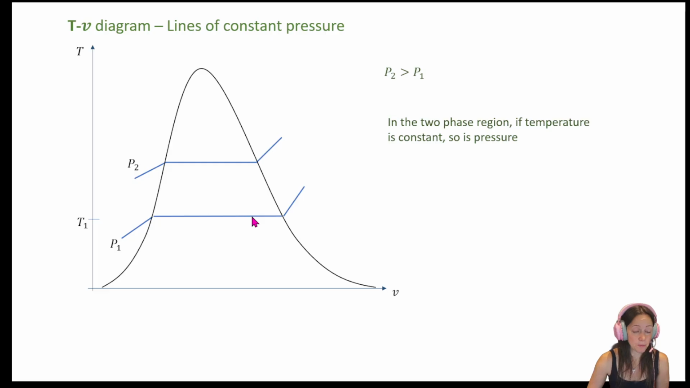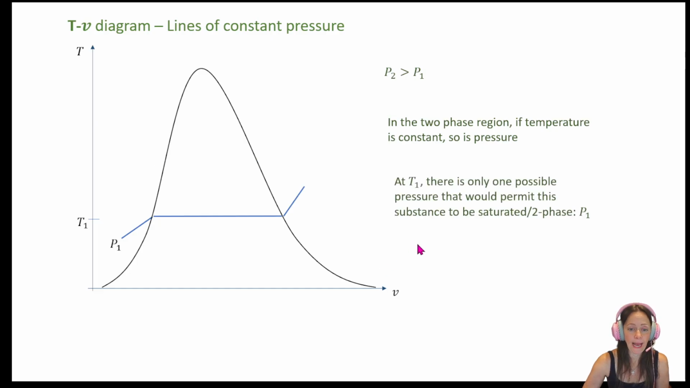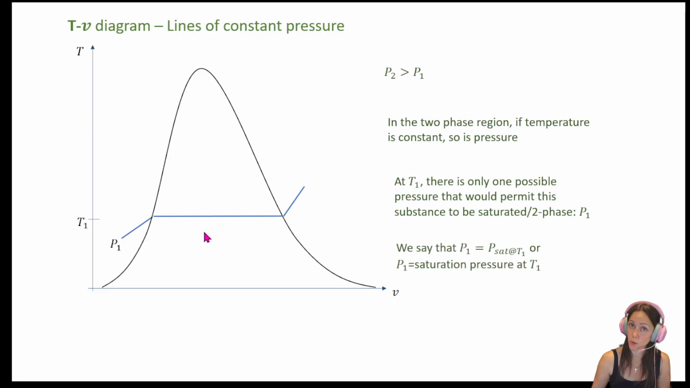If it's at a constant temperature, the pressure has to be constant too, because at a given temperature, there's only one possible pressure that you could be at and be saturated. So if we're at this T1 and we know we're saturated somewhere in this region right here, I know there's only one possible pressure that I could be at, and it's that saturation pressure. So again, we give it a special name. We call it PSAT at that temperature T1.